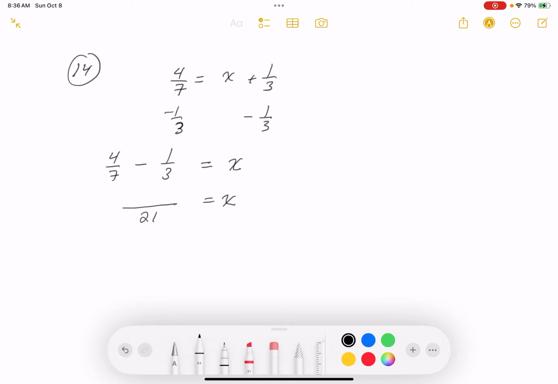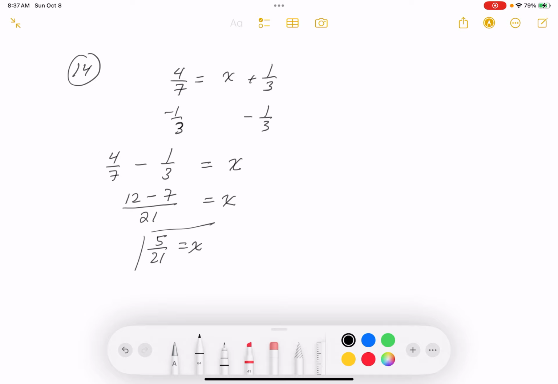What times 7 would be 21? 3. So 3 times 4 is 12. What times 3 is 21? 7. So what's 7 times 1? 7. So what are you left with? Well, 12 minus 7 is going to be 5 over 21. And that's what x is.